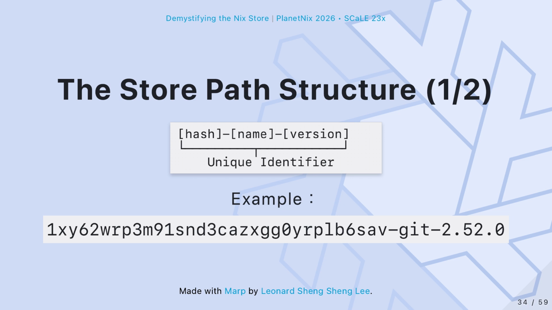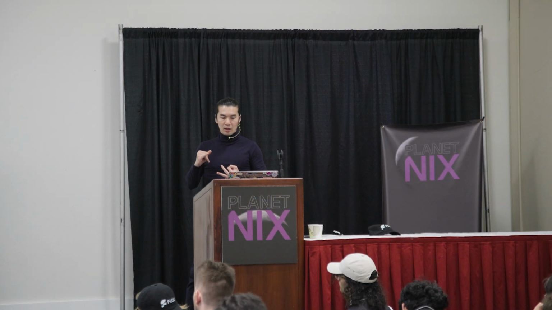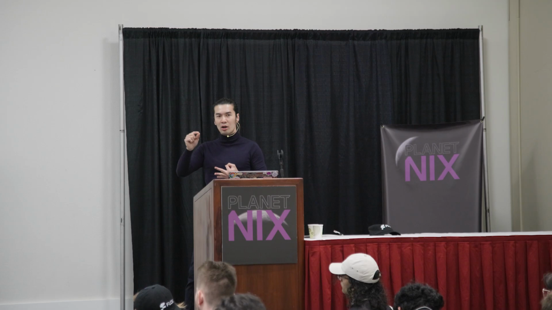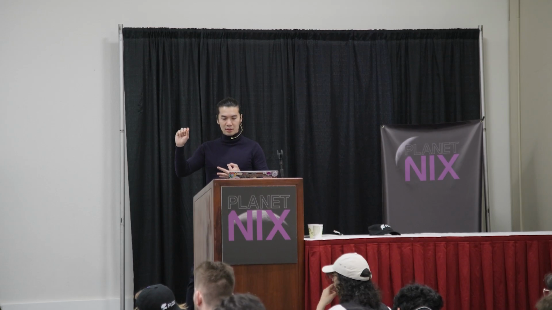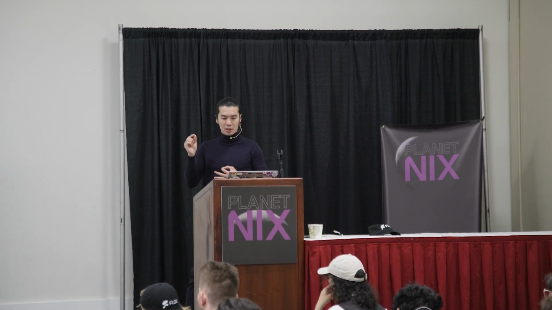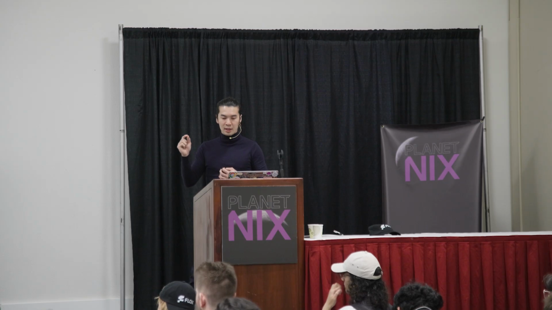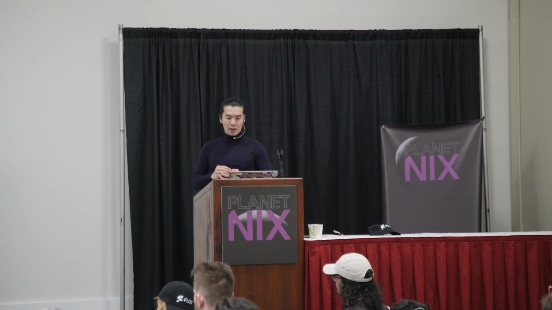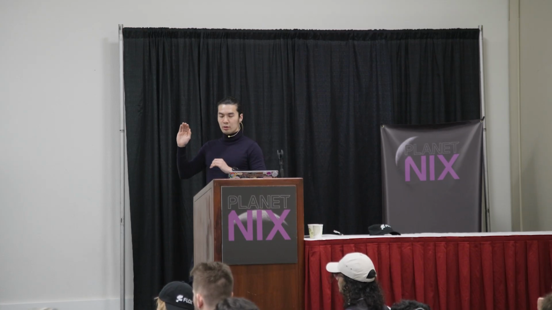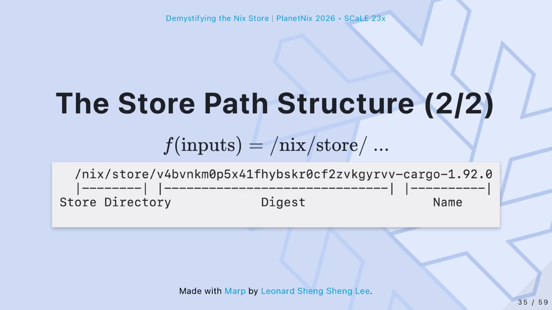The hash isn't random, it's deterministic. It's computed from all the inputs, the build recipes, and the compiler version. So if you change any single dependency or variable, you will get a different content address hash. And we'll go into that in later slides.